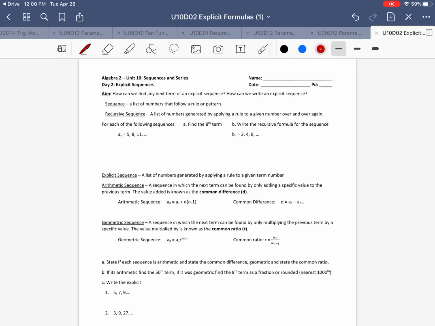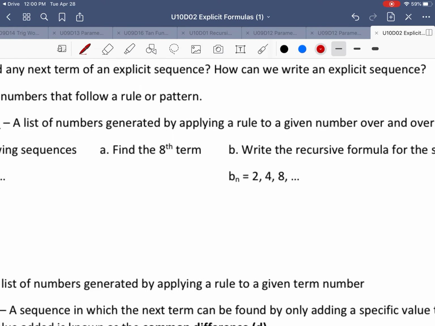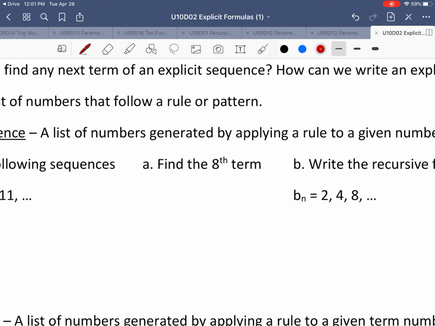All right, so today we're going to take a look at an explicit sequence. An explicit sequence is a rule that's kind of a shortcut to a recursive sequence, because a recursive sequence is generating a list of numbers by applying a rule to a given number over and over again. In other words, you have to go one number at a time, whereas an explicit sequence is a list of numbers generated by applying a rule to a term number. So in other words, I can find any number in the sequence by just applying one rule instead of having to go one number at a time.